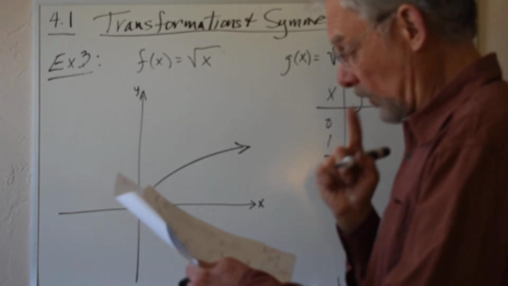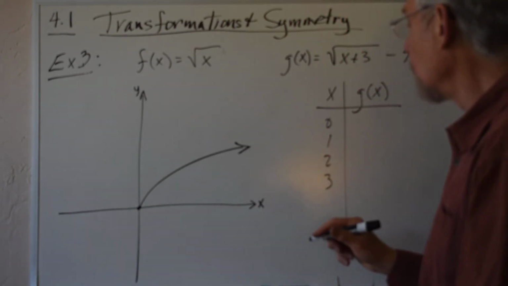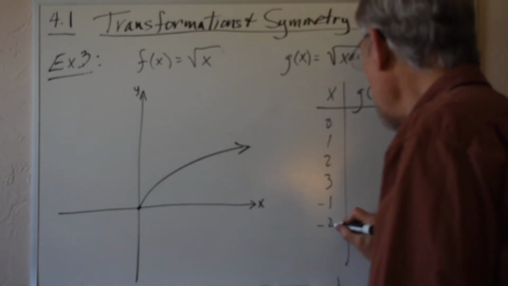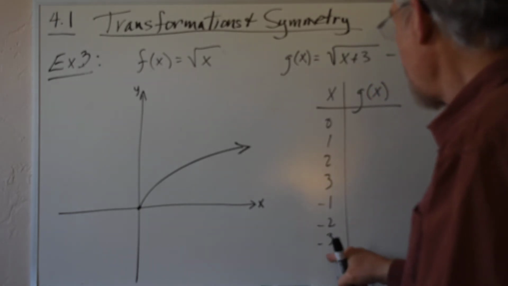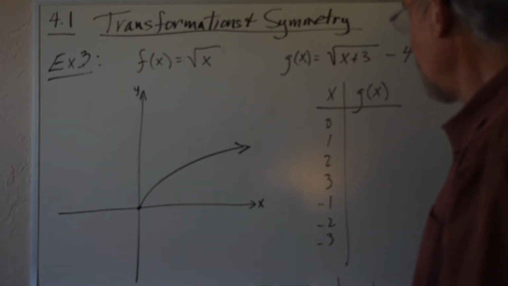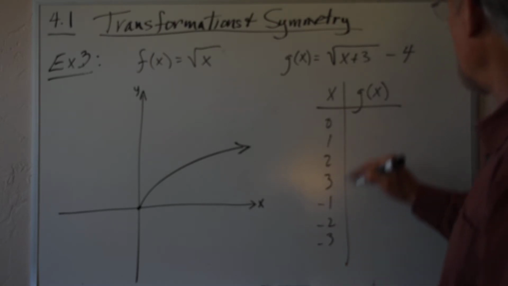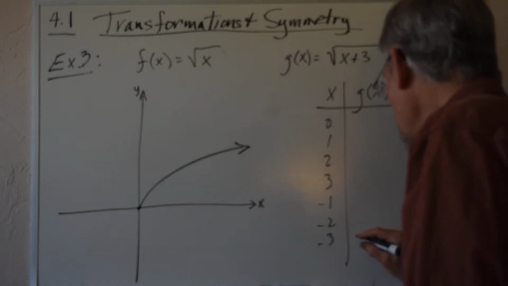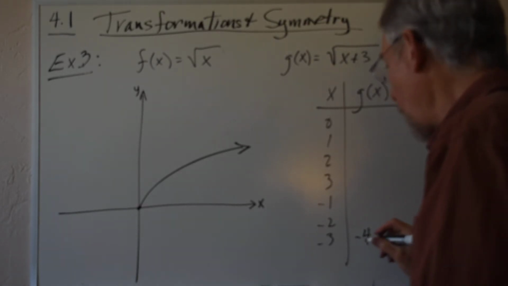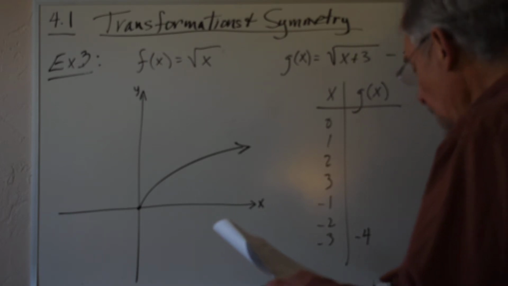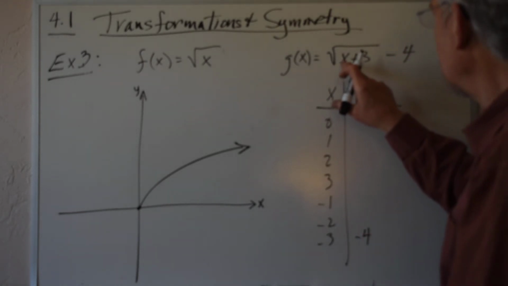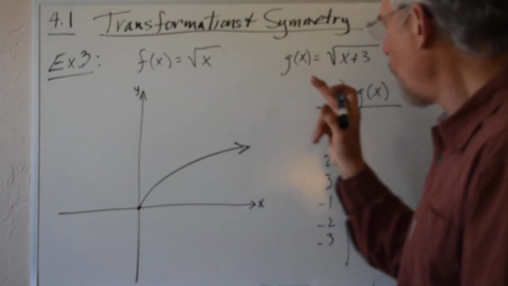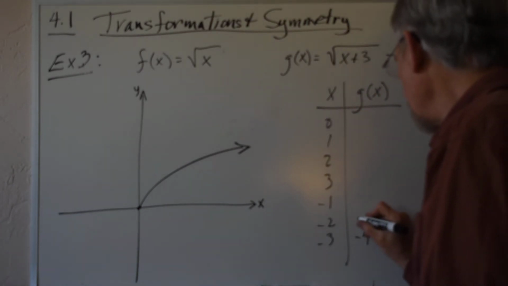Of course, I can take all these usual suspects here, but notice that because I'm adding 3, I can also put negative values in there as far negative as -3. If I plug -3 in there, I get square root of 0 minus 4. So that's 0 minus 4, that's a -4. If I plug -2 in there, I get square root of -2 plus 3, so that's square root of 1, which gives me a 1, minus 4, that gives me a -3.